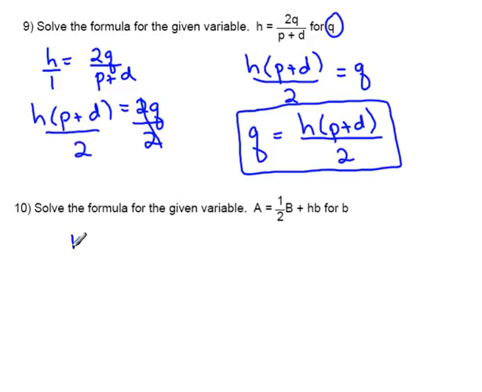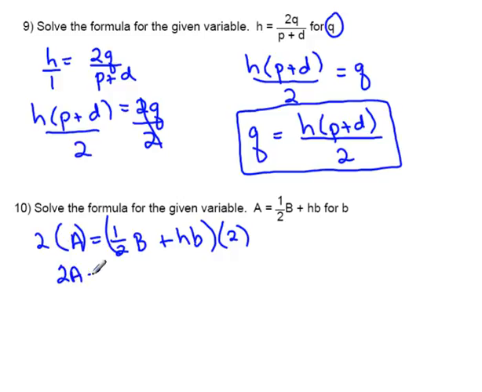This time we want to take the area formula, a equals 1/2 B plus hb. Notice this B, capital B, and lowercase b are two different variables, and we want to solve for lowercase b. So the first thing I would do is probably get rid of the fraction, and notice it's just a denominator of 2, so I would multiply everything on the left side of the equals by 2 and everything on the right side of the equals by 2. And that's just to get rid of the fractions because we're not comfortable dealing with fractions all the time.